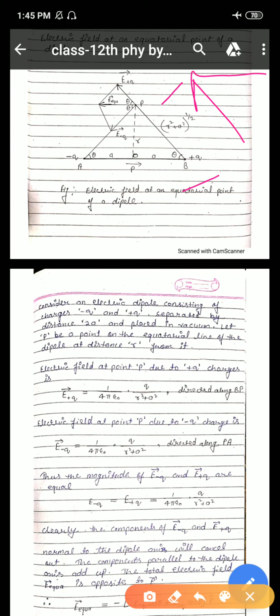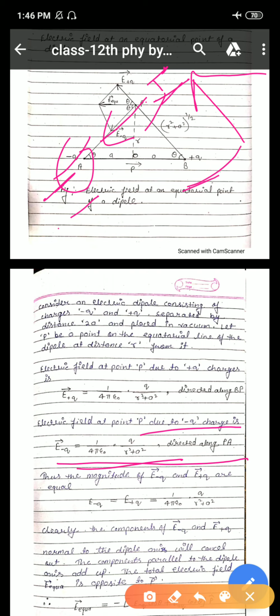Is it clear? Now we have to calculate the electric field due to minus charge q. The direction is along PA, because this one is the minus charge and this one is the plus charge. Like charges repel each other and unlike charges attract each other, so the direction is along PA. Here E minus q is equal to 1 upon 4 pi epsilon naught q upon r square plus a square. The magnitudes of the charges are both equal. Is it clear?